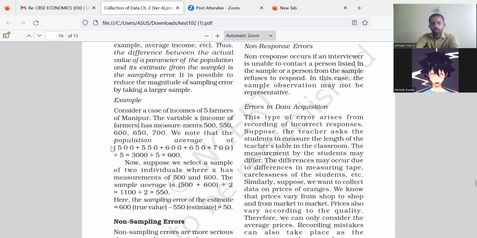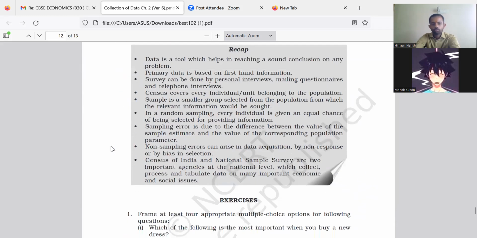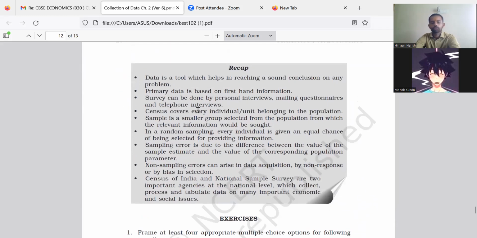Let's just go through the recap. Data is a tool which helps in reaching a sound conclusion on any problem. Primary data is based on first-hand information. Survey can be done by personal interviews, mailing questionnaires, and telephonic interviews. Census covers every individual unit belonging to the population.